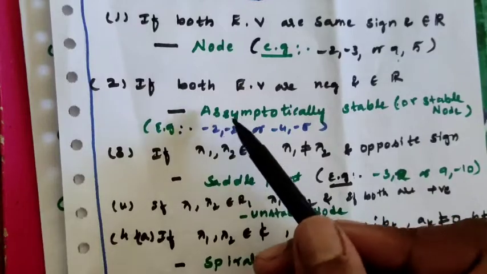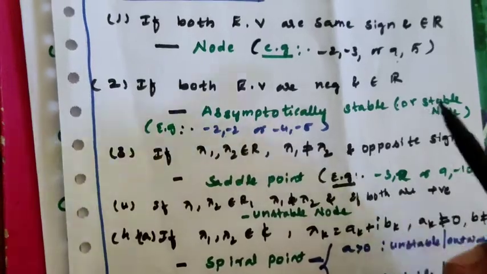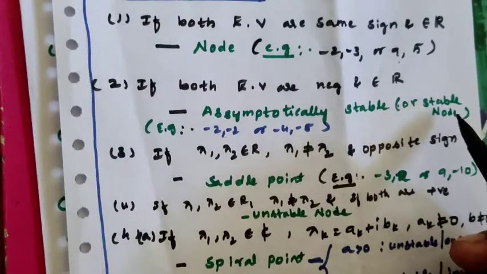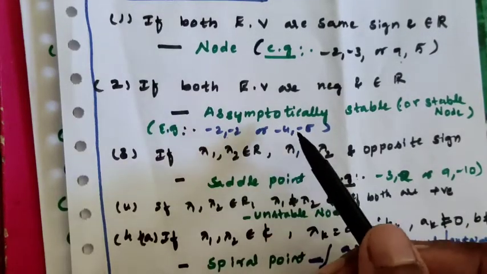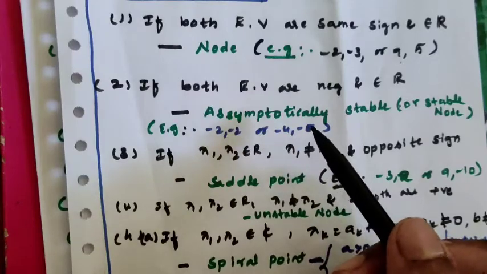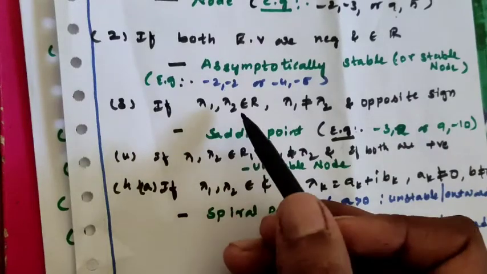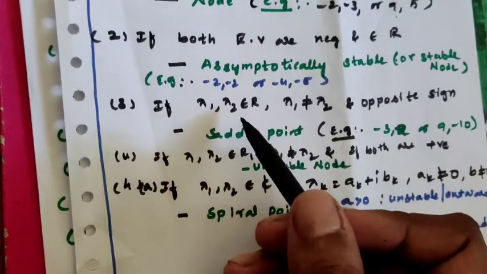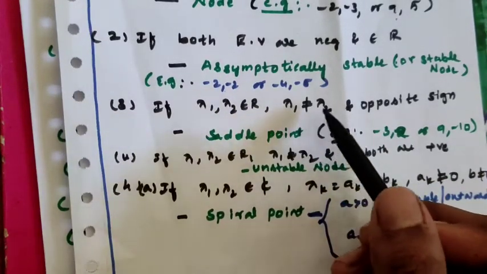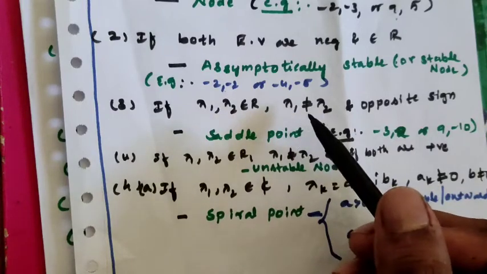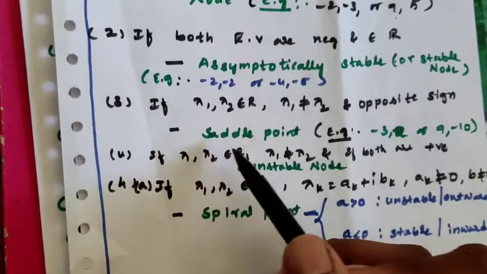That means the nature of the system is asymptotically stable, or we simply call it a stable node. For example, minus 2, minus 2 or minus 4, minus 5. Both eigenvalues are negative. The third point is, if both eigenvalues are real and distinct, lambda 1 not equal to lambda 2, meaning the eigenvalues are different, with opposite sign, that nature we call a saddle point.